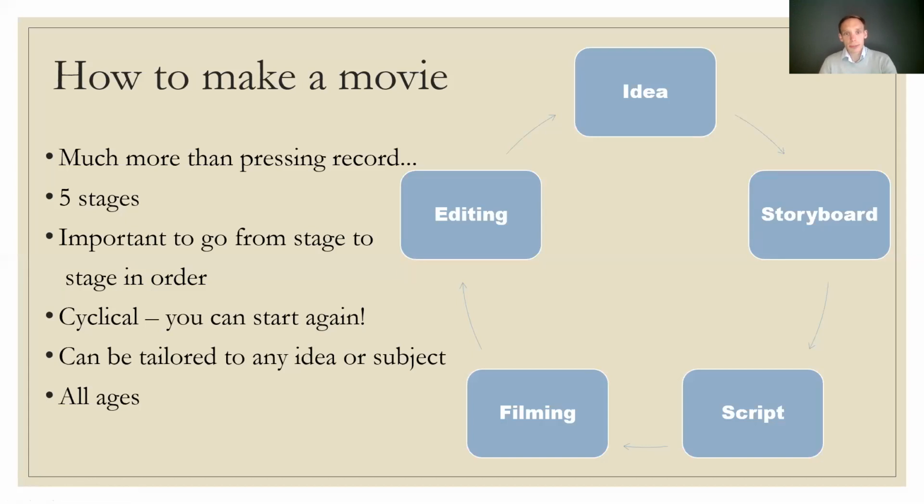So, what do we need to do to make a movie? Well, it's not just getting your camera and pressing record. There are actually a lot of different steps. They're not very difficult. You just have to make sure you do all of them so that you can make a really good movie. The first thing you have to do is have an idea.